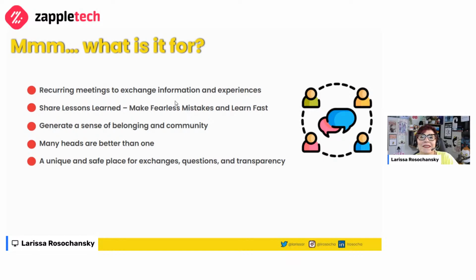One other thing, many heads are better than one. So they think better. So we were able to find better solutions for any given issue. So, for example, we had some framework that was not good, or we had someone else using a Spock framework that was really good and we were able to implement it. So this was really good, and we started to share ideas and work on some problems that one team had, and everyone was thinking together. And we had a unique and safe place for exchanges, for questions, and transparency. So we created this community, we created this safe place for everyone to be able to share their experiences.